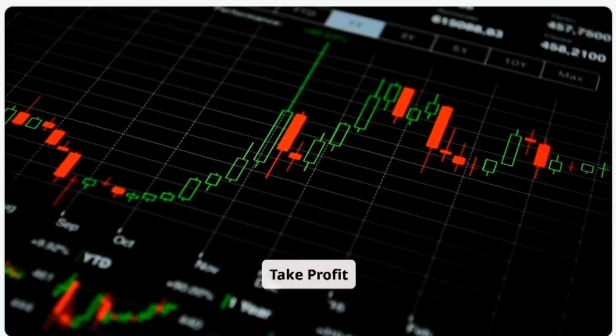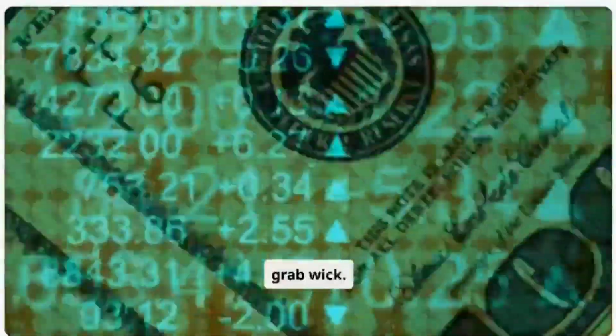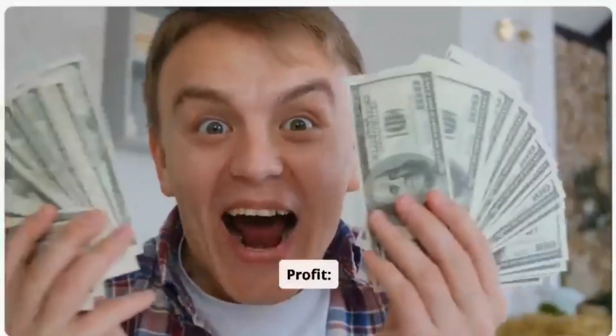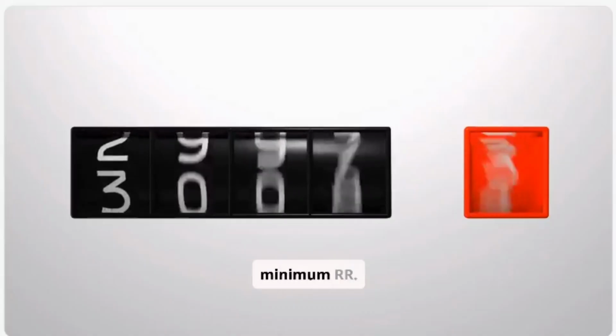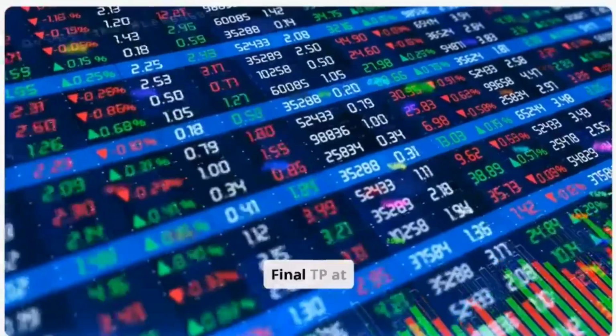Stop loss and take profit. Stop loss just below the order block or the liquidity grab wick. Take profit, use 1 to 3 minimum RR. First TP at internal liquidity, final TP at external highs, lows, or imbalance fill.